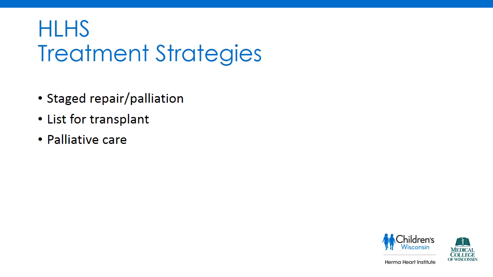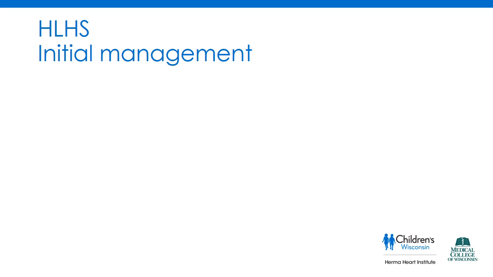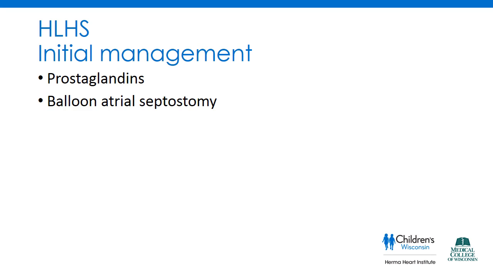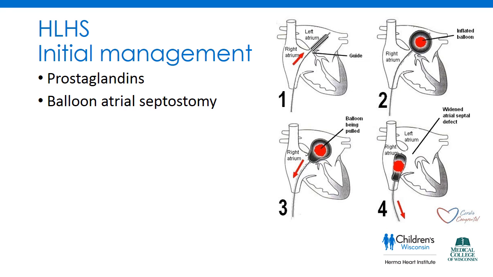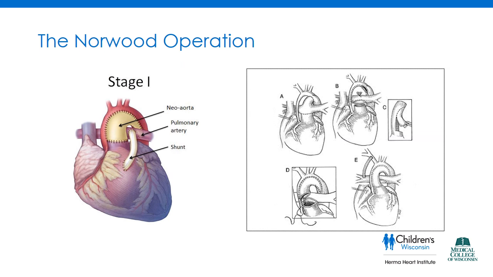Treatment strategies: typically these patients go down a staged palliation, or oftentimes can be listed for transplant. In some rare cases, parents may choose palliative care. Initially, as I said, we would start prostaglandins and try to open up the atrial septum. Here, the right ventricle has to pump both out to the body as well as through a shunt to the lungs, so the right ventricle would fail long-term over time. So we offload the work that it has to do.